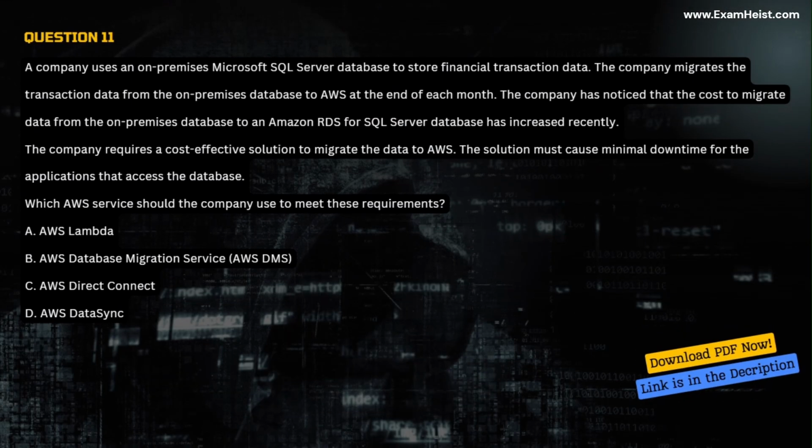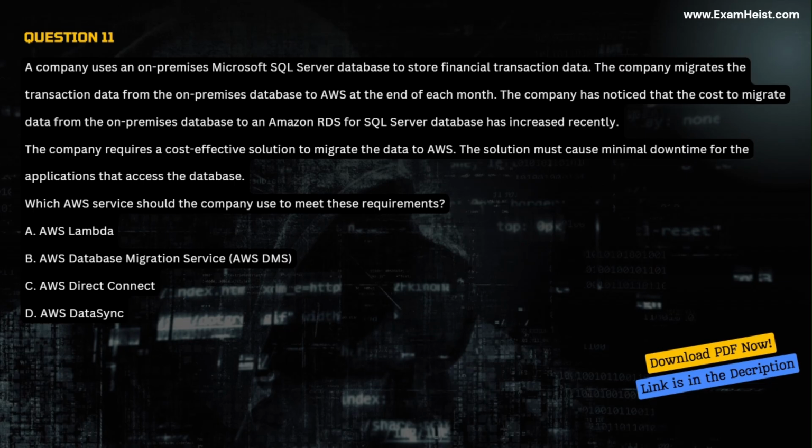Question 11. A company uses an on-premises Microsoft SQL Server database to store financial transaction data. The company migrates the transaction data from the on-premises database to AWS at the end of each month. The company has noticed that the cost to migrate data from the on-premises database to an Amazon RDS for SQL Server database has increased recently. The company requires a cost-effective solution to migrate the data to AWS. The solution must cause minimal downtime for the applications that access the database. Which AWS service should the company use to meet these requirements?